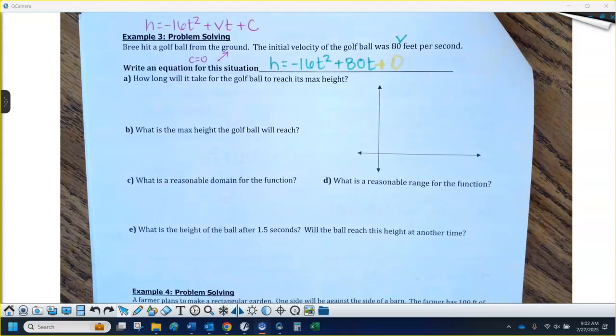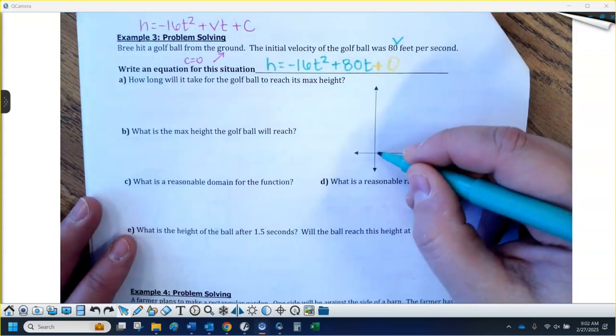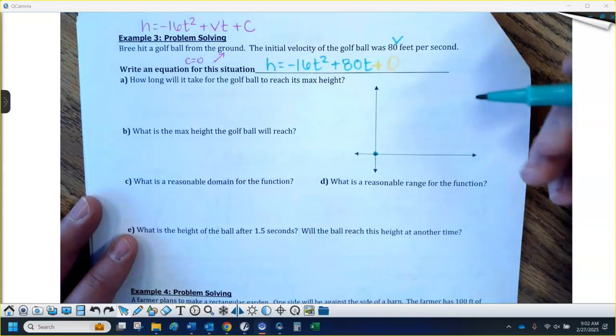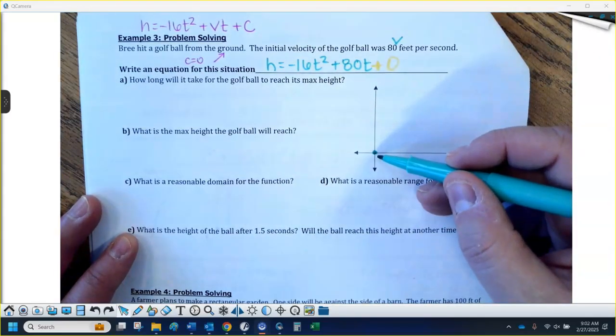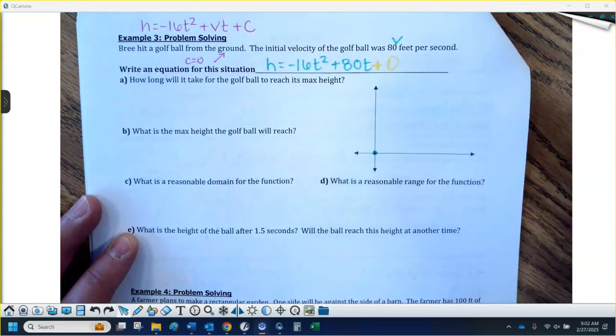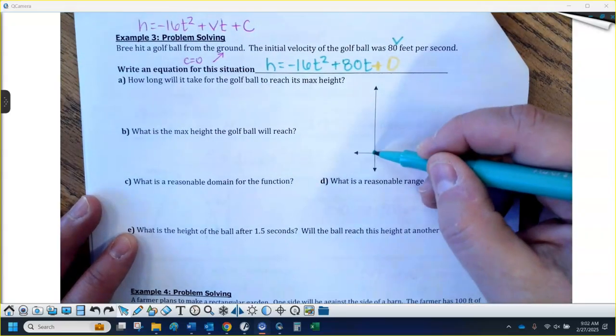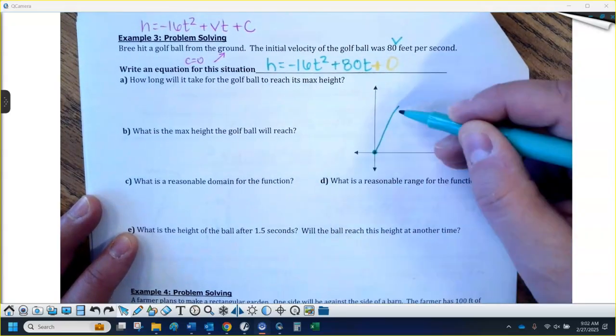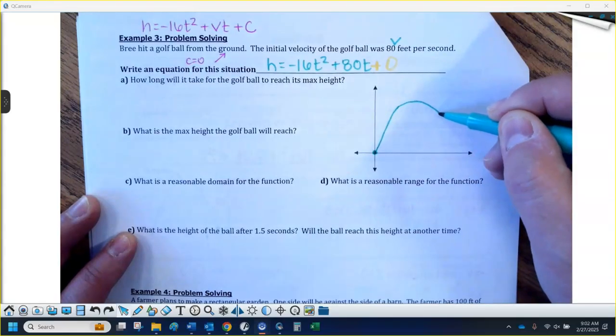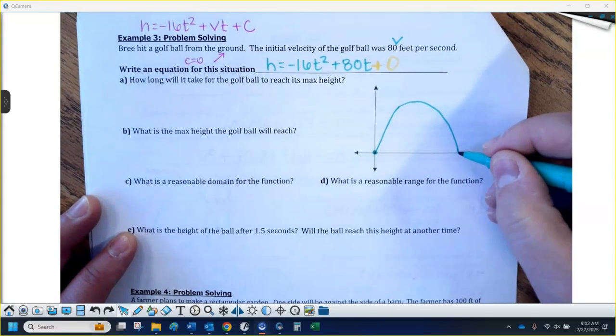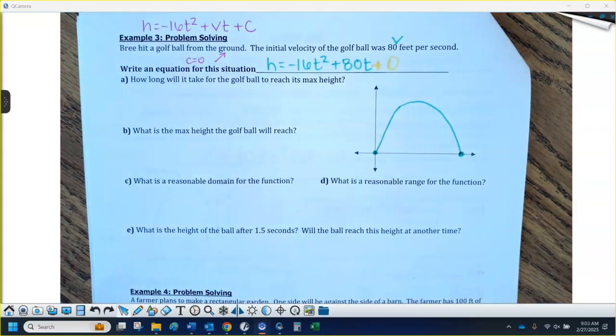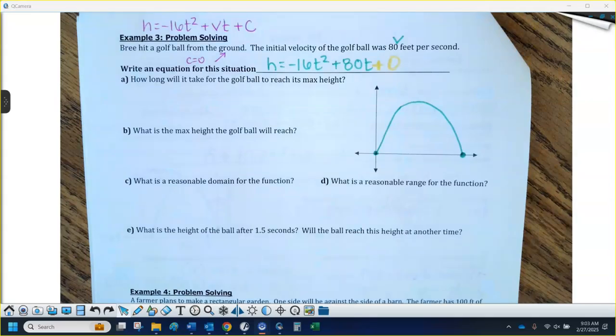How long will it take to reach the maximum height? Let me just sketch a little tiny picture. The main difference between this and the one we sketched before is she's going to hit the golf ball from the ground, so I'm just going to start at the origin. No height, no time has passed. She's going to hit this golf ball up, and then eventually gravity is going to drag it back down to the ground. The difference between this and the first question we did is the first question started at 3 feet. This starts at the ground. That's the main difference.